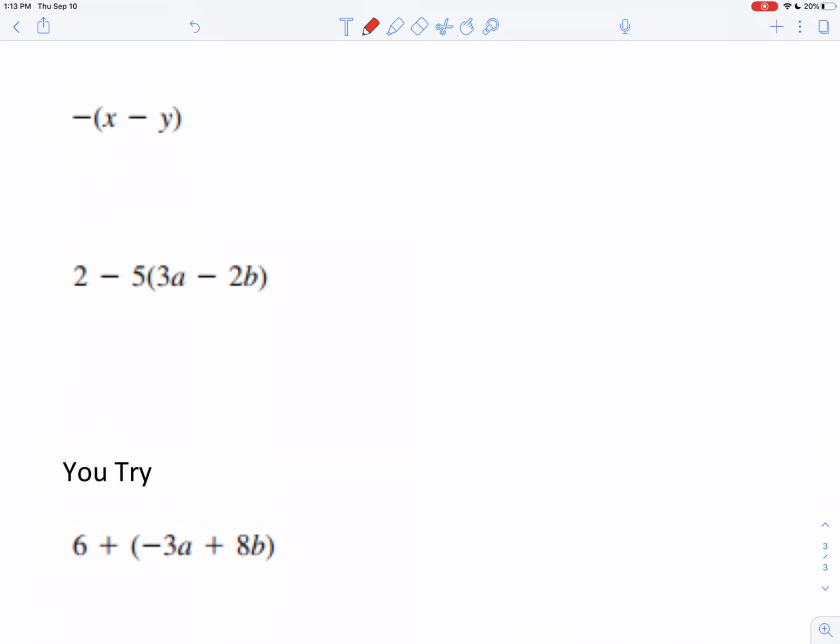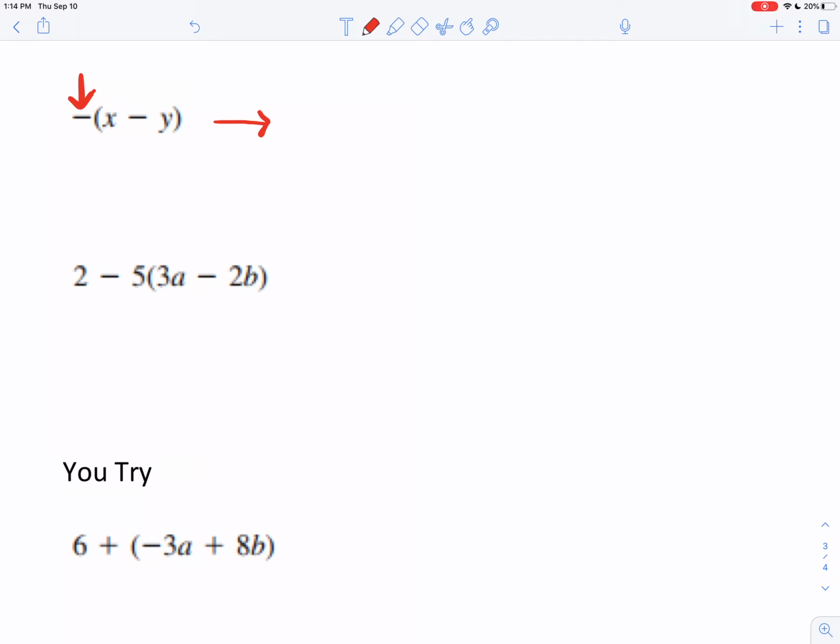All right, so the first one here, I see parentheses, and if I see parentheses, the first thing I want to do is get rid of those parentheses. So I look at the sign, right? I look at the sign that's out in front. I see the sign in front of the parentheses is negative. So that means in order to drop the parentheses, I have to change the sign on everything inside parentheses.